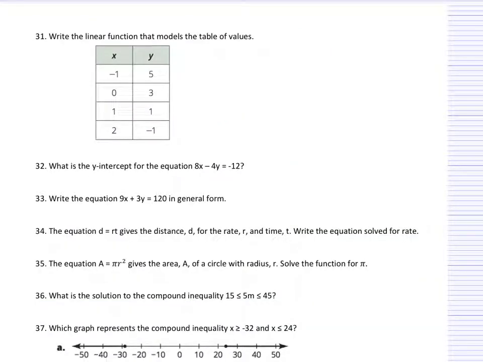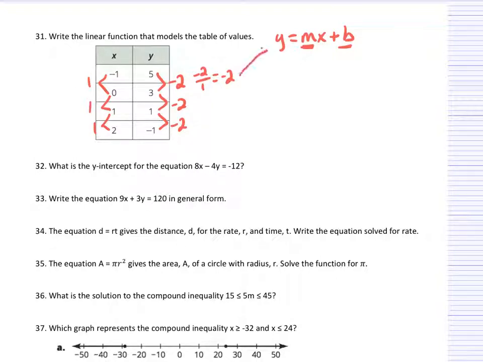Number 31, I need to write the linear function, which would be y equals mx plus b. I need the slope and the y-intercept. So I'm going to look over here and find the slope first. From 5 to 3, it went down 2. From -1 to 0, it went up 1. Down 2, up 1, down 2, and up 1. So this means -2 over 1 is my slope every time, which reduces to -2.